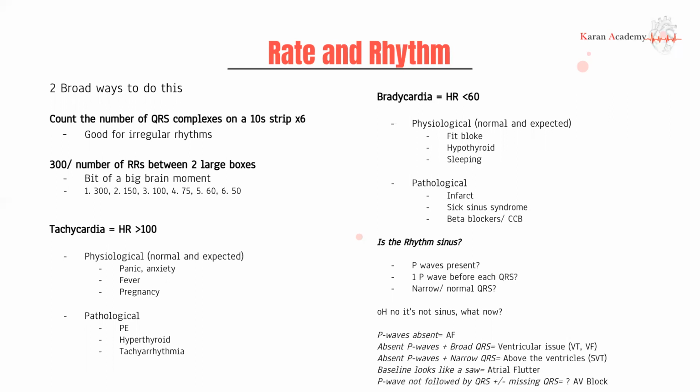Yes, sorry. So you measure the RRs, so the R waves, and you measure basically the large boxes. So if you have one large box between the two RRs, that's a rate of 300. If you have 5 large boxes between the RRs, when I say Rs, I'm referring to the R of the QRS complex, that would be 300 divided by 5, which is 60.